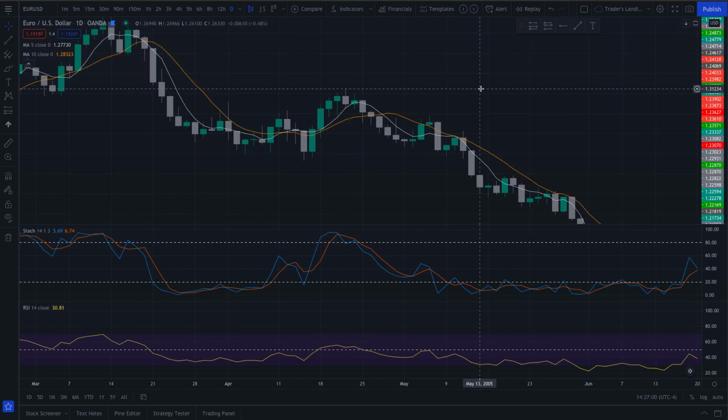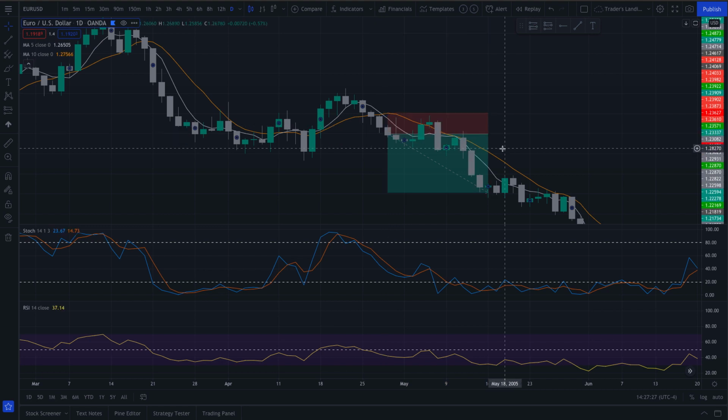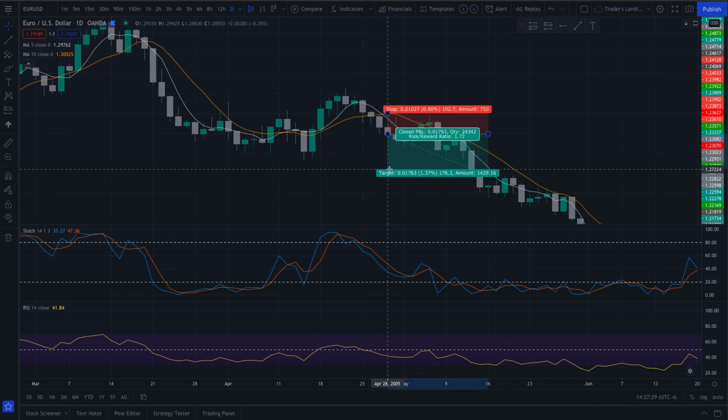So let's check out some short entries. We have right here a cross of the 5 MA under the 10. The stochastic hasn't touched the oversold area, and the RSI is below 50. So we're going to enter on this candle, stop at 100 pips, and target 2 to 1.